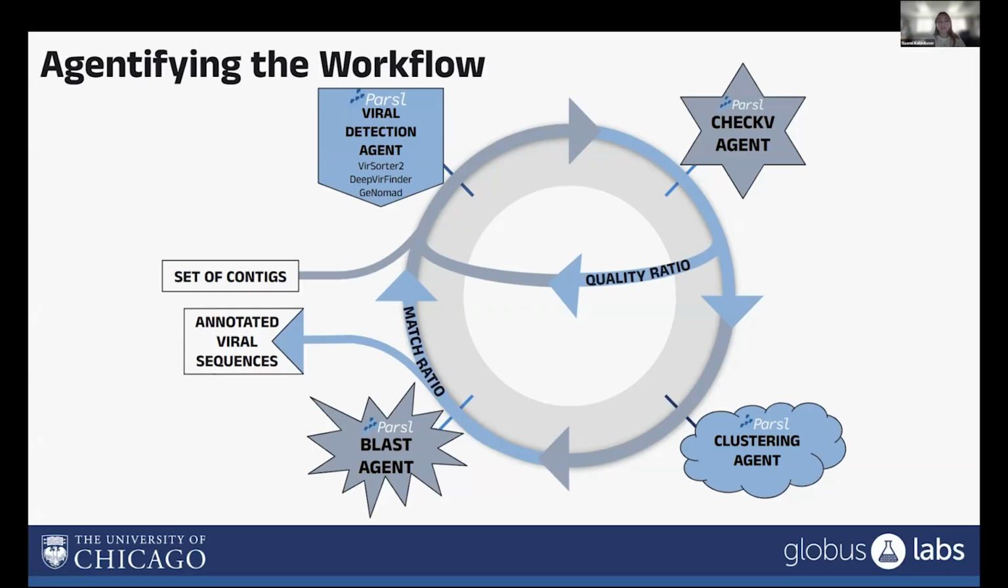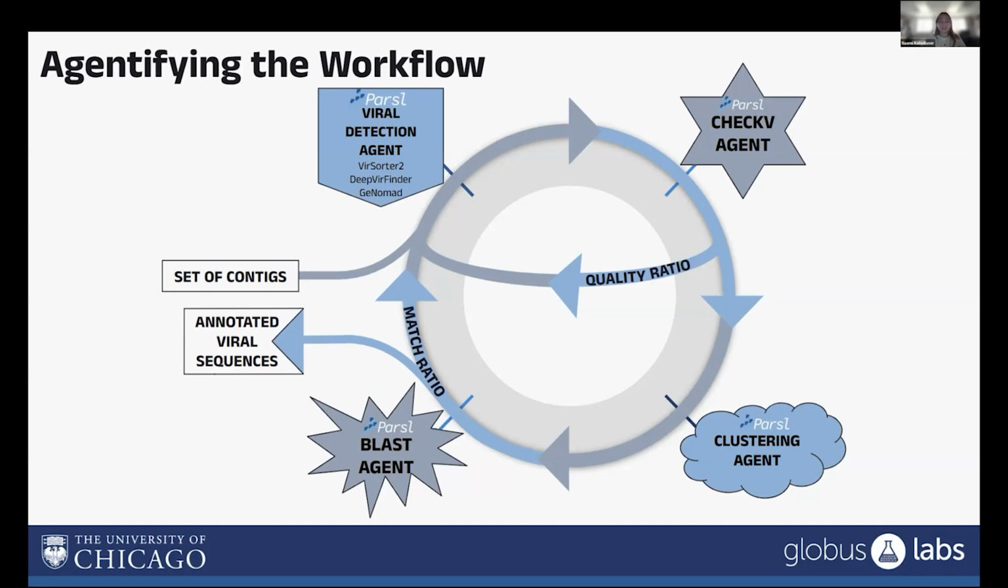Another difference here is that instead of just using Genomad to detect viruses, it's now a viral detection agent. So there's three different tools. There's VirSorter 2, Deep VirFinder, and Genomad. And these tools all differ in whether they are homology based, so comparing the findings to a database, or machine learning based, so looking at patterns.